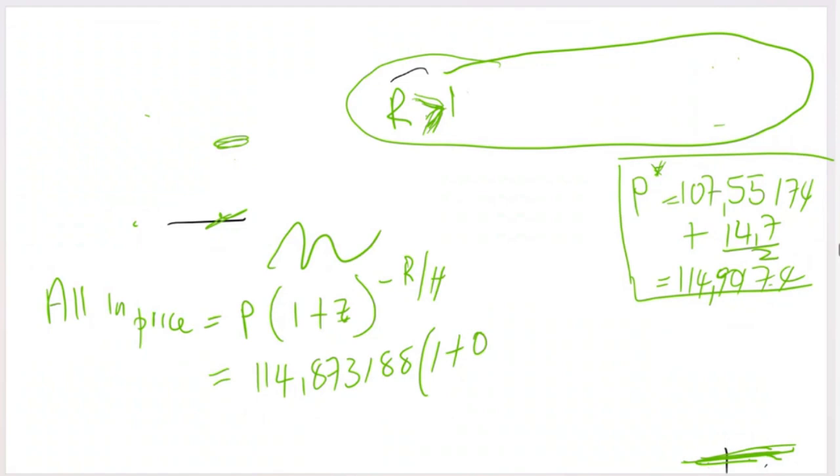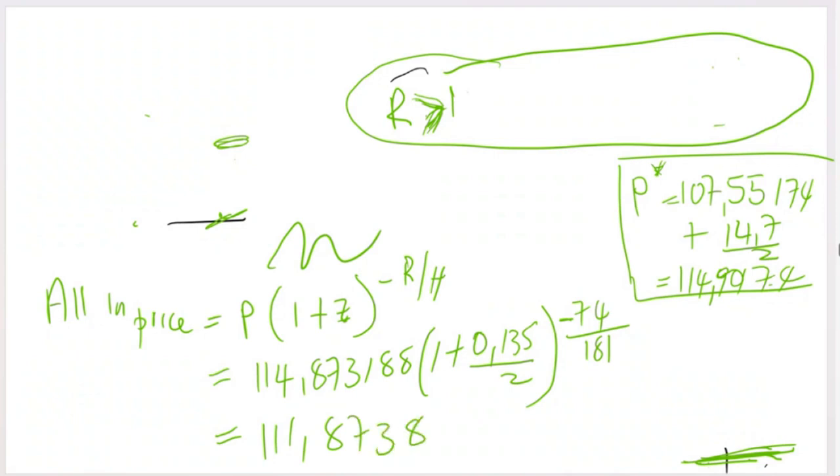It is going to be 0,135 divided by 2 minus, remember what our R was? Our R was 74 and our H was equal to 181. That's what we calculated initially. So you are going to get your answer to be 111,87388.